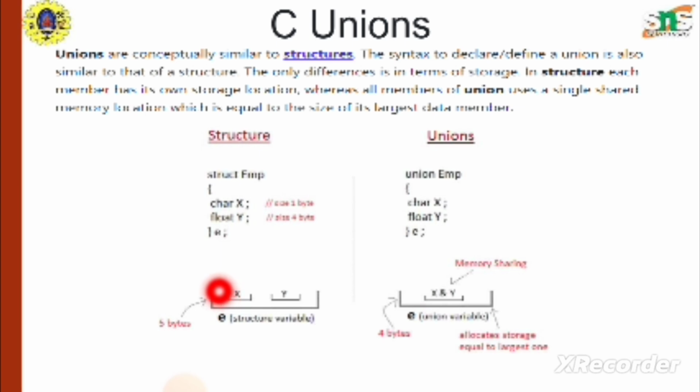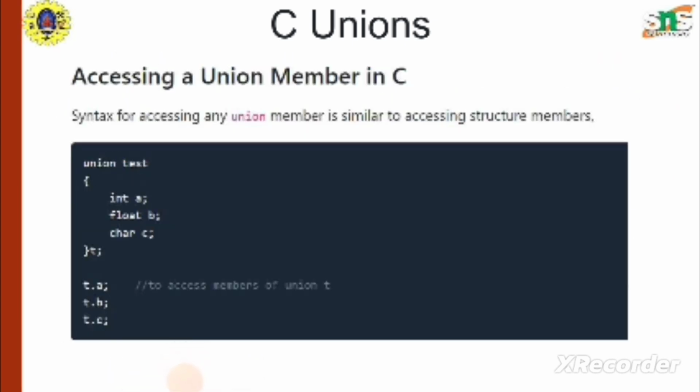So in structure, x and y hold different memory spaces for their access, but in union the memory will be shared. Only the memory of the largest data type will be allocated to this union, and that memory will be shared by all the variables declared inside this union. So it allocates storage equal to the largest one. So this is the difference between the structure and union.